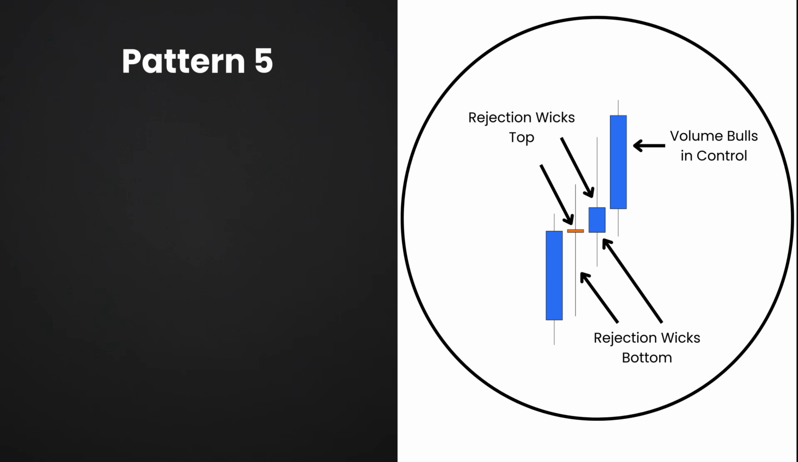Pattern 5. Pattern 5 shows you when control is building before a continuation. First, you get a strong bullish candle. Buyers clearly in control. Then price pulls back. But look carefully at the pullback. You get a rejection wick at the bottom, small indecision bodies, and that tells you sellers tried to push lower and failed. Buyers are absorbing everything.